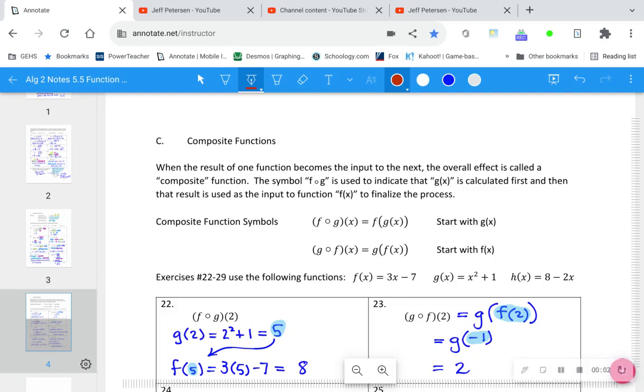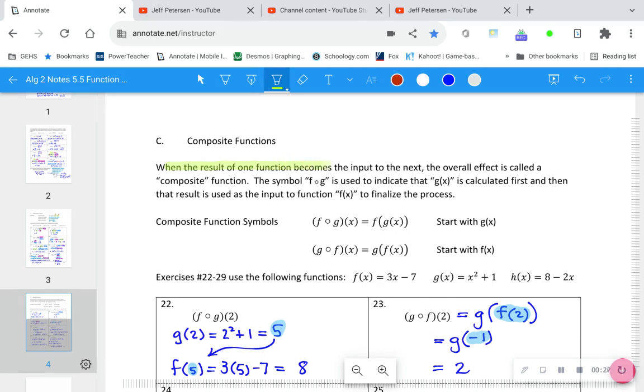Okay, we're on the final page of the 5.5 notes, function operations. And this one is one I doubt you've seen before. It's called composite functions. Essentially, you put one of the functions into the other one to make a new one. And there is another way to think of this. I'm going to show you both ways.